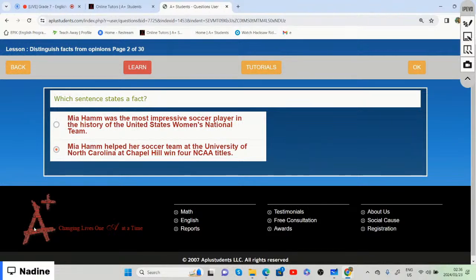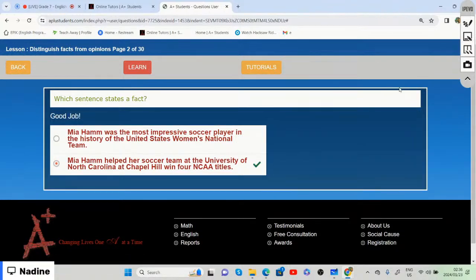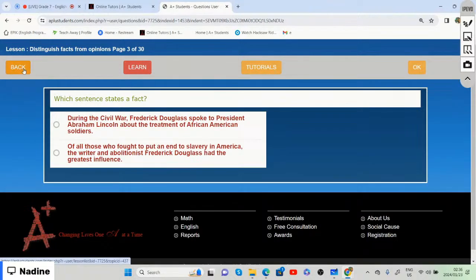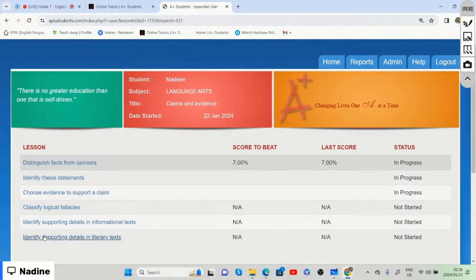But the first option, especially if we say that the person is the most impressive, right? That is something that is going to constantly be on the person's head. He was, right? Instead of thinking that you can maybe do it. And that one is correct, right? So that is basically distinguishing facts from opinions.